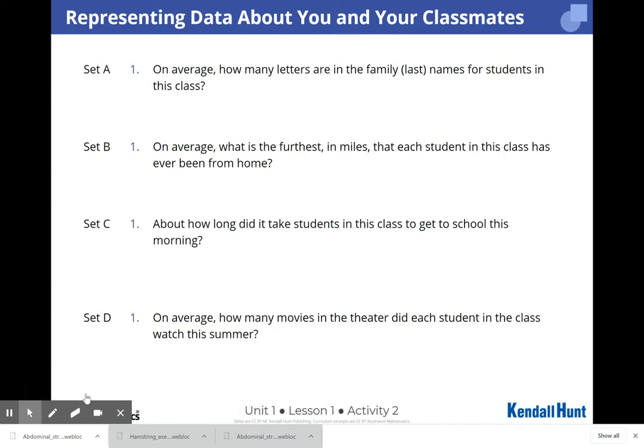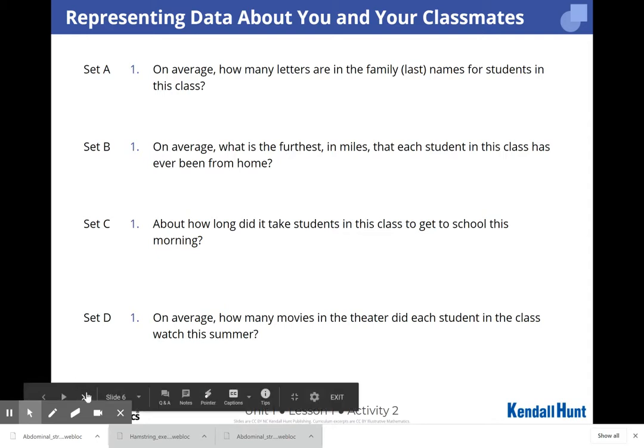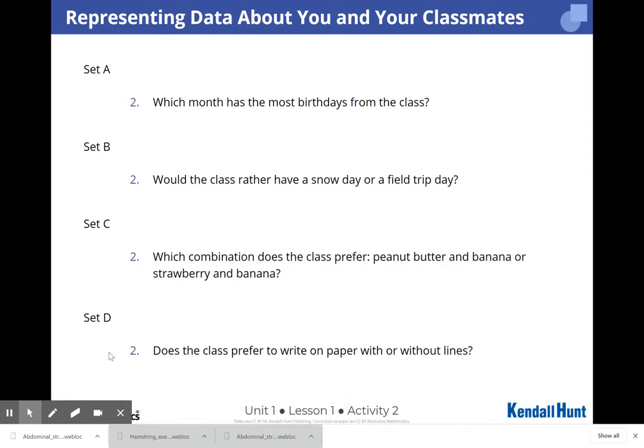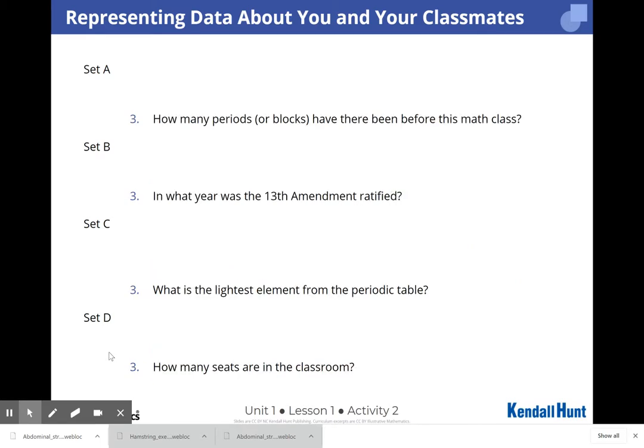All right, so if we're looking at question 1, you'll notice that all of these questions are going to be given an answer that is a number. So the answers that you get are going to be numbers. All right. If you're looking at number 2, all of these questions will be answered with a word or a characteristic. So the month you were born, or snow day, or field trip, they're all going to be words. The questions number 3, you're also going to answer with a word, but they are slightly different than the questions from number 2. Number 3's questions all have one specific answer that is going to be correct.